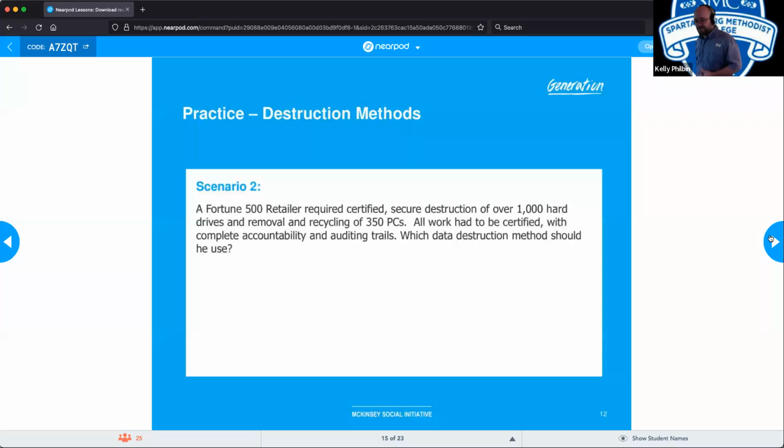All right, what should we use here? Incineration. There you go. So we got to get that certificate of destruction. It says they're requesting that accountability. So I see that in the chat. Good deal. Is there any other method we could use?